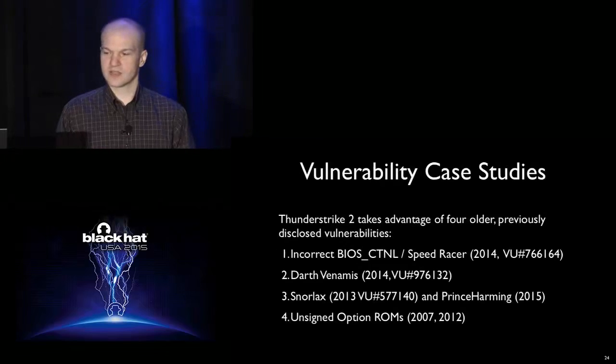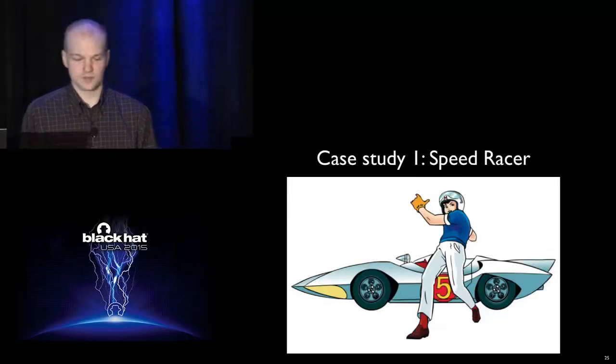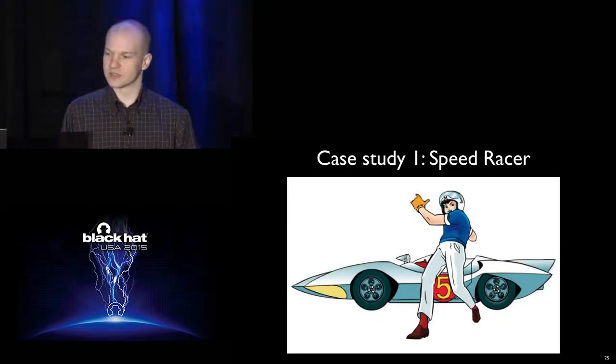So we're going to consider four core vulnerabilities that are all old news. These are all vulnerabilities that have been found, responsibly disclosed, publicly disclosed, and acted upon by other vendors. But when we looked, they all still applied to Macs because Apple hadn't dealt with them when we started this research. So the first thing to consider is the Speed Racer vulnerability.